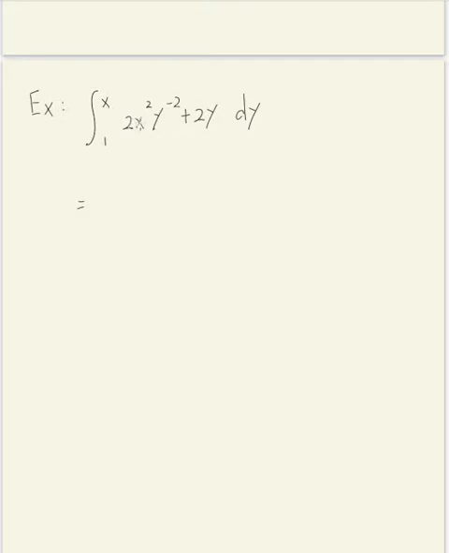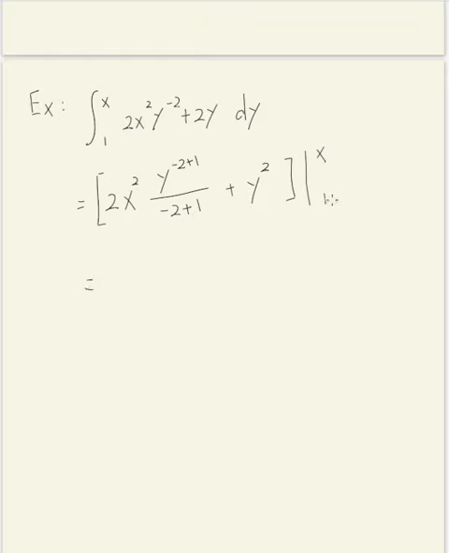Now, since we're integrating with respect to y, we think of x as a constant, right? So the antiderivative of the first part would be 2x squared times y to the minus 2 plus 1 divided by minus 2 plus 1. This is how we find antiderivatives of exponentials. We add 1 to the exponent and divide it by the new exponent. And of course, the antiderivative of 2y would be y squared. And this whole thing evaluated from 1 to x.